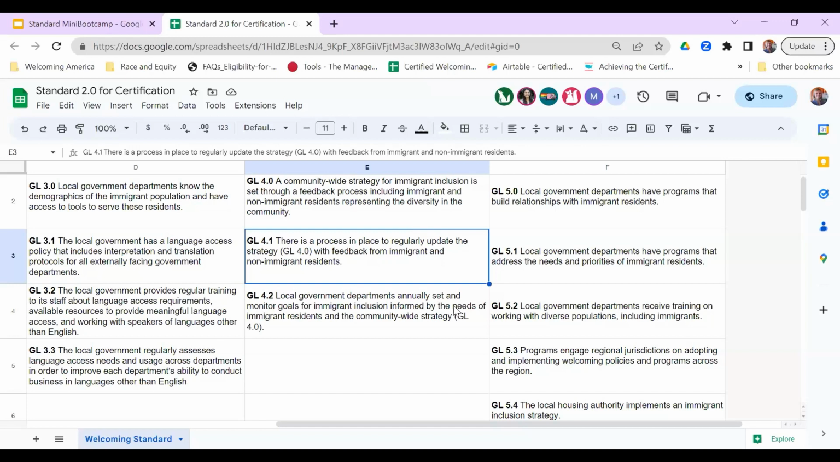That process includes feedback from immigrant and non-immigrant residents. And then, as I already said, I kind of skipped ahead, I guess, to 4.2 here, that local government departments then receive those goals or have the opportunity to ensure that their goal setting is also informed by immigrant and non-immigrant residents. So really thinking about co-creating a community-wide plan here.